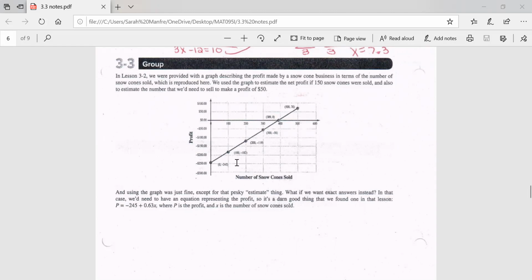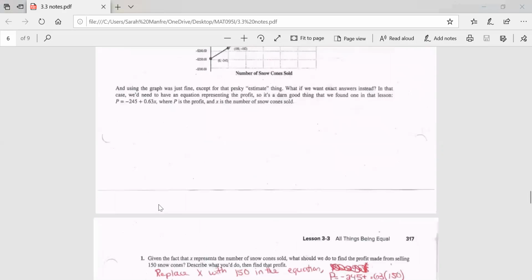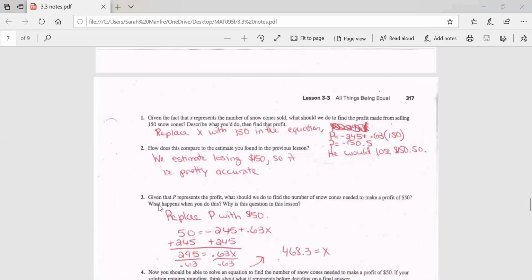So this graph should look pretty familiar. This is what we looked at in the last section of notes, and we came up with this formula. P is equal to negative 245 plus 0.63x. I just want you to note that this is written backwards of what we did last time, so it was 0.63x minus 245. They are the exact same thing. It does not matter which way you write it. So these questions are going to be based on that.